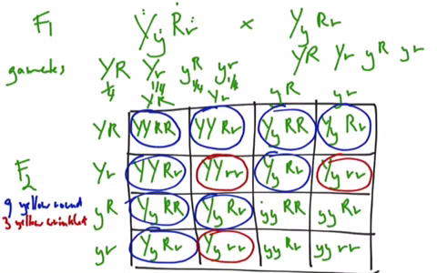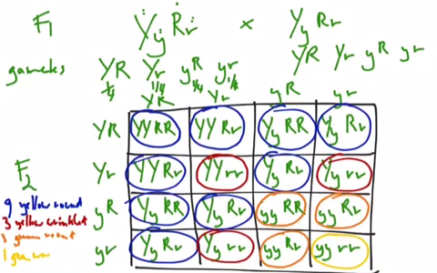Let's have a look at how many would give us green and round. Let's go a different colour again. So green would have to be little y, and round has to have at least one big R. So this would be green and round, this would be green and round, this would be green and round. So we have 3 which would be green and round. And you'll notice we have 1 left over, which will be green and wrinkled. So 1 will be green and wrinkled.